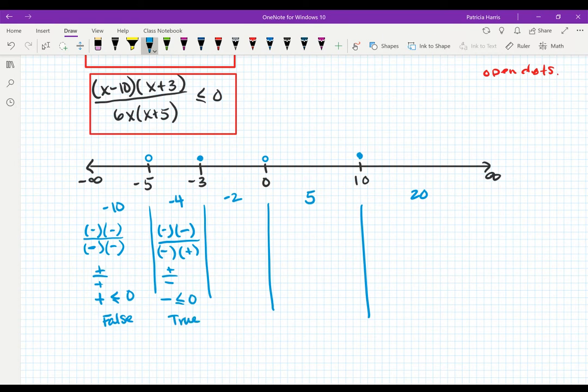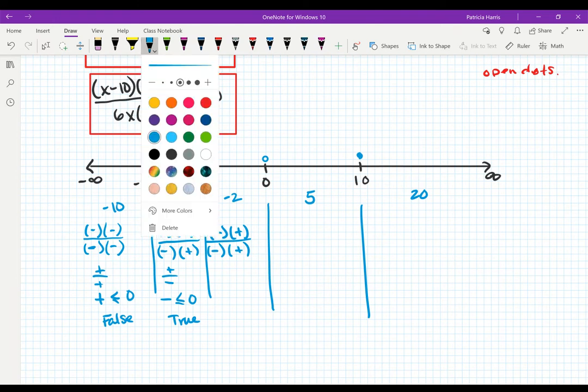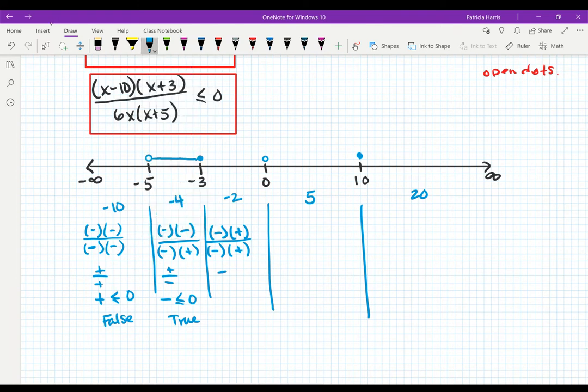So that's true. So I'm going to go ahead and shade that, even though an answer there might not be viable. Okay, we're going to go back and check it and ask ourselves, does it make sense? All right, let's plug in our -2. So negative divided by a negative, positive, false.